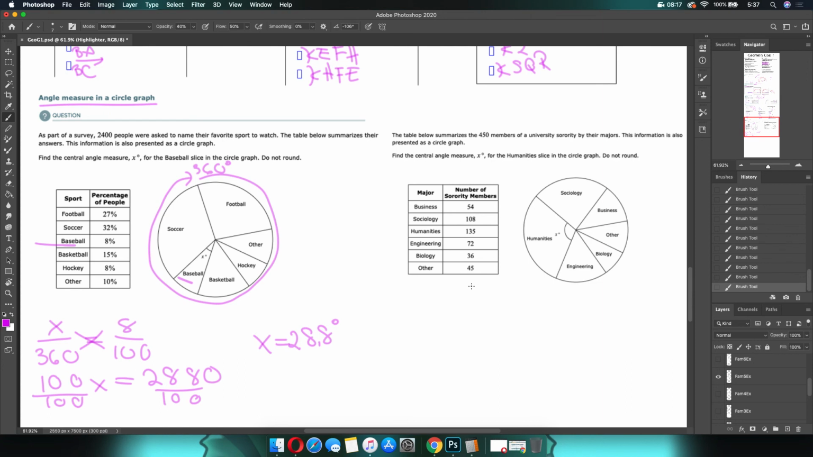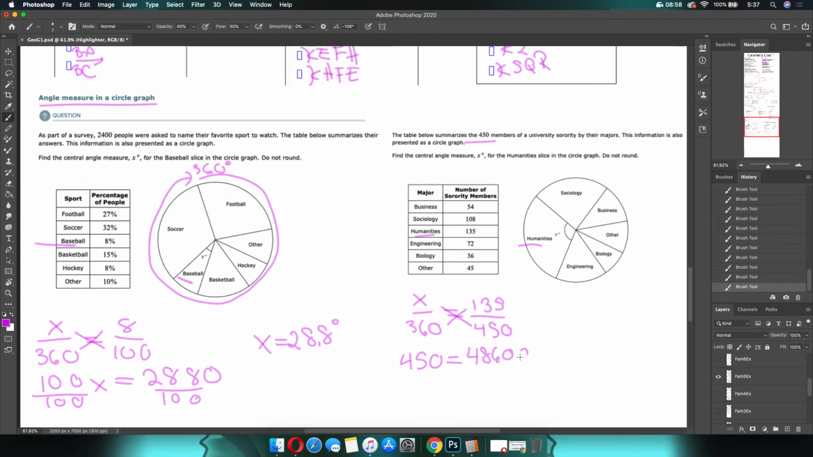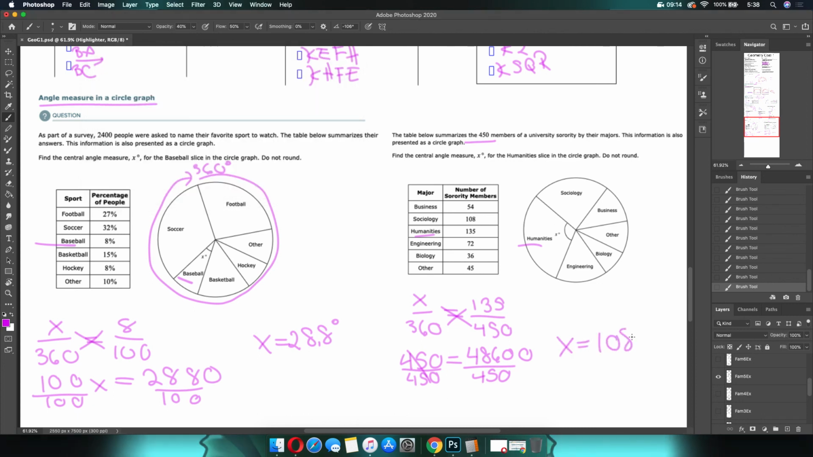How about this one? What do we have? We have 450 members. Okay, it's x degrees, so it's going to be x over 360 again. All right, and then it's out of the 450, and it's the humanities, so humanities is 135. So 450x, because we're cross-multiplying, equals 135 times 360. I am good, but I am not that good. What is 135 times 360? 48,600. So that's going to be 48,600. And then I need to divide by 450, divide by 450. So divide by 450 equals 108. So our x here is going to be 108 degrees.